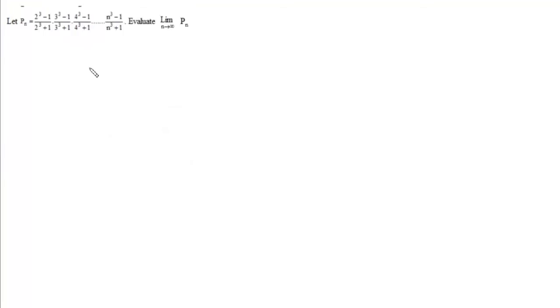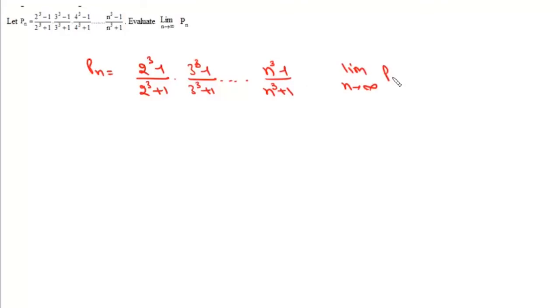Now we are given this expression Pn, which is (2³ − 1) upon (2³ + 1), (3³ − 1) upon (3³ + 1), up to (n³ − 1) upon (n³ + 1). Now it says we need to find this limit, n tends to infinity Pn. Now we'll write this Pn as this product where r varies from 2 to n of (r³ − 1) upon (r³ + 1).